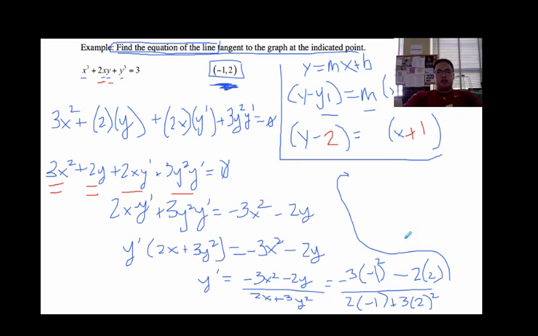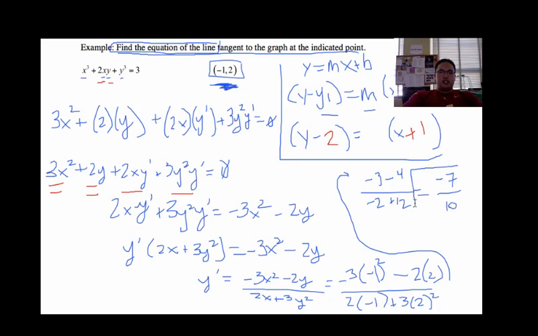Anyways, let's finish this up. Negative 1 squared is 1. 1 times negative 3 is negative 3. Negative 2 times 2 is minus 4. 2 times negative 1 is negative 2. 2 squared is 4. 4 times 3 is 12. Simplifying this, I'm going to get negative 7 over 10.